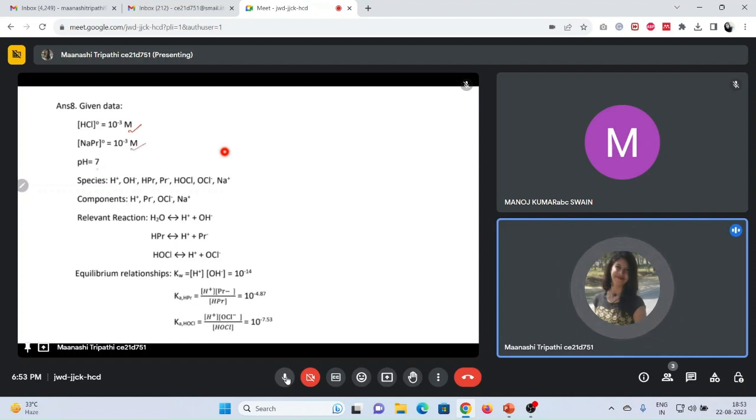And what is the target pH? It is 7. So these are the species and these are the components. These are the relevant reactions, and we have these equilibrium relationships from all the relevant reactions. Please look into it properly so that we can move to the next slide. Please note it down properly.